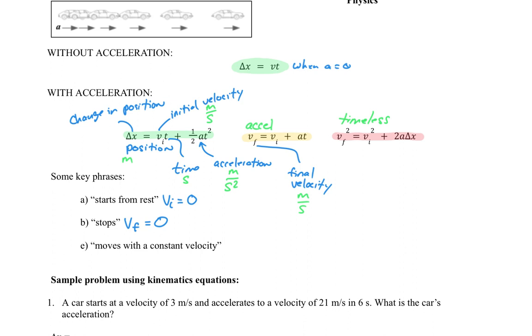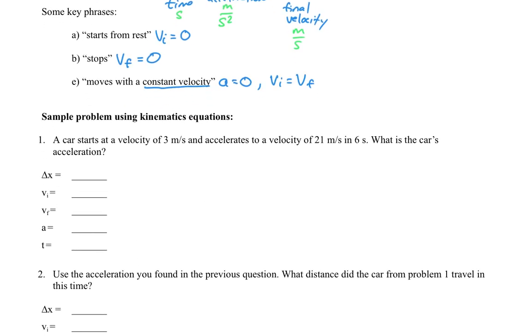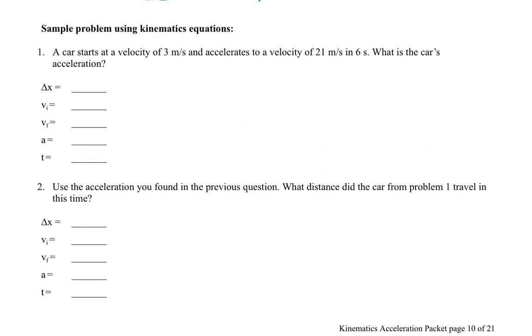When something moves with a constant velocity, this is like our problems from the last unit, we have to remember that anytime we have a constant velocity, we know the acceleration is equal to zero. We also know that the initial and the final velocities have to be the same because there's no changing of the velocity. So we can use this and we can hopefully help solve some problems. So let's take a look at a couple examples. If you don't have your calculator out, now would be a great time to get your calculator out.